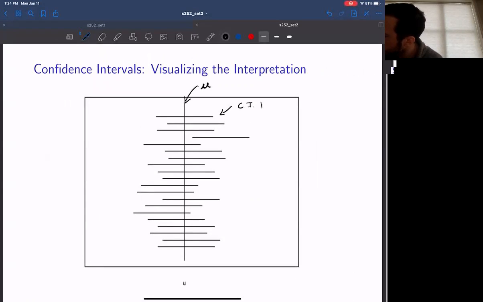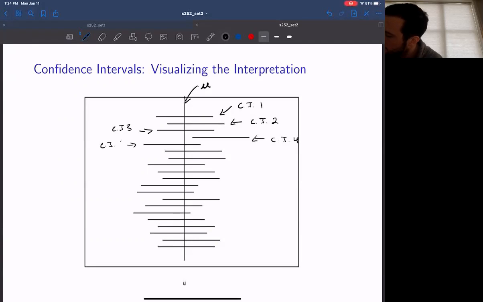So this is confidence interval 1. This is confidence interval 2. This is confidence interval 3. This is confidence interval 4. This is confidence interval 5. And then it goes all the way down to confidence interval number 20.